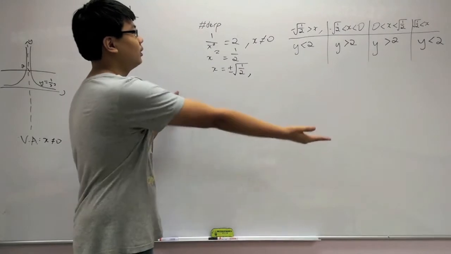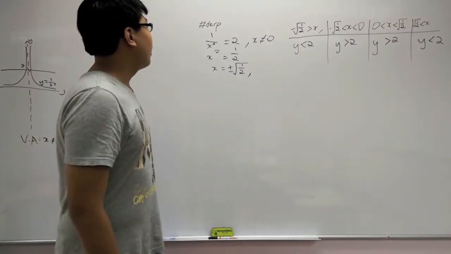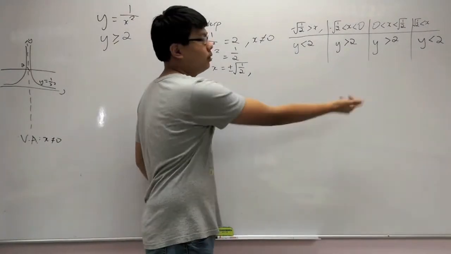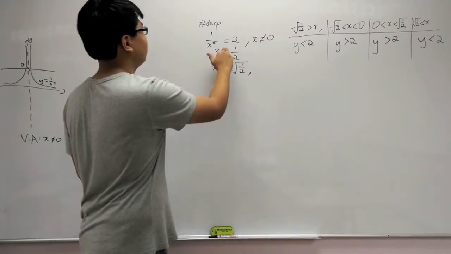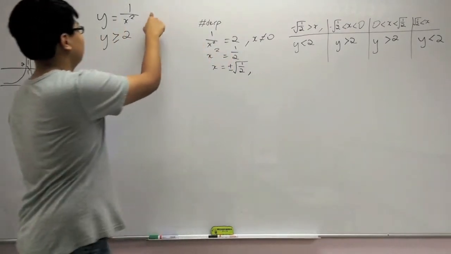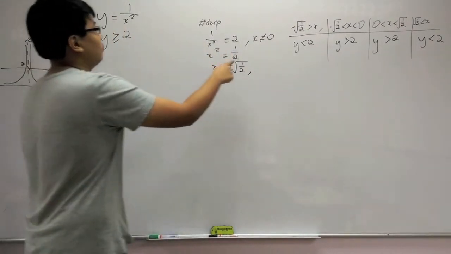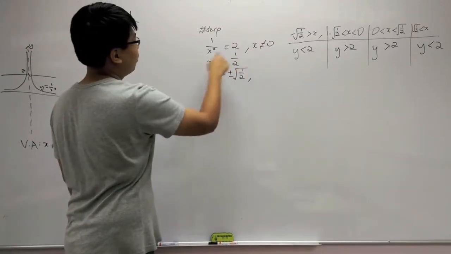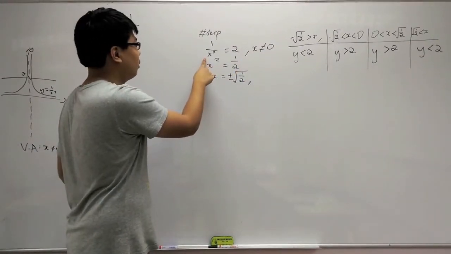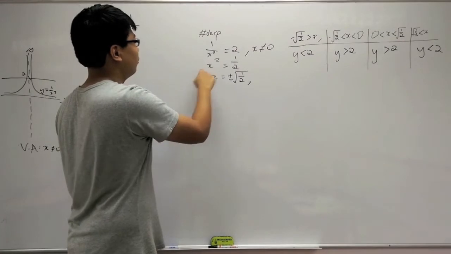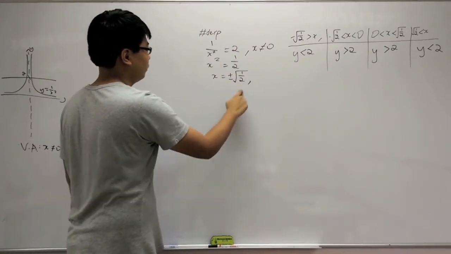Another way is to use an algebraic method where we have to use intervals. To find these intervals, we have to solve this also. So 1 over x squared equals 2. And we say that x is not equal to 0 because x squared cannot be equal to 0. Then we solve it, getting this answer.